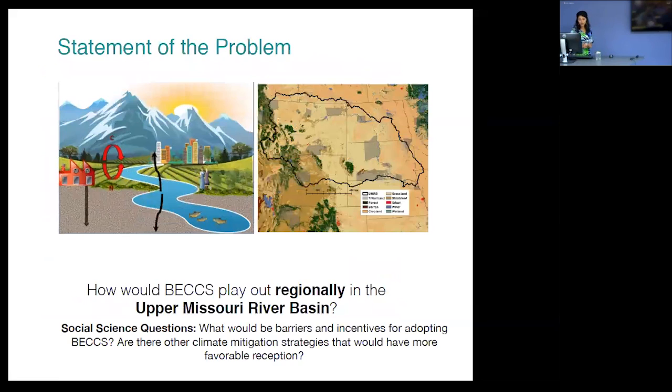So our overall statement of the problem is, how would BECCS play out regionally in the Upper Missouri River Basin? And then from a social science perspective, what are actually barriers and incentives for the adoption of BECCS? And are there other climate mitigation strategies that could be more receptive or effective in the specific region?